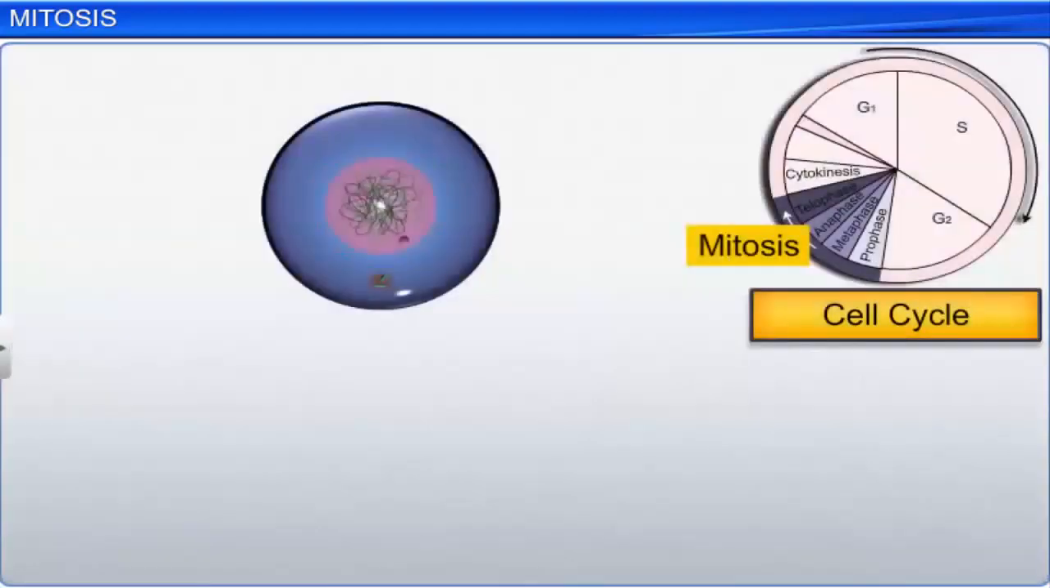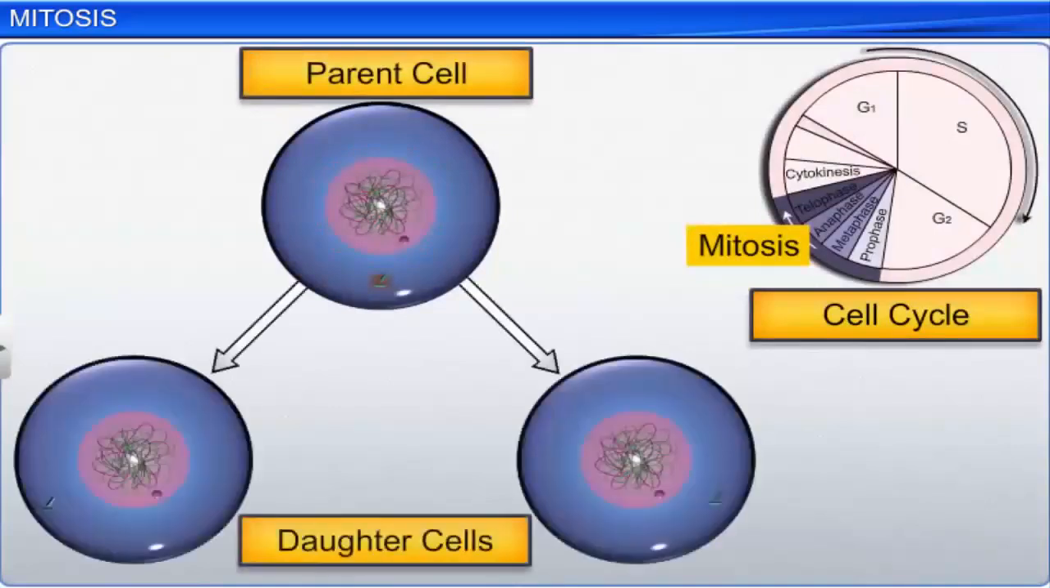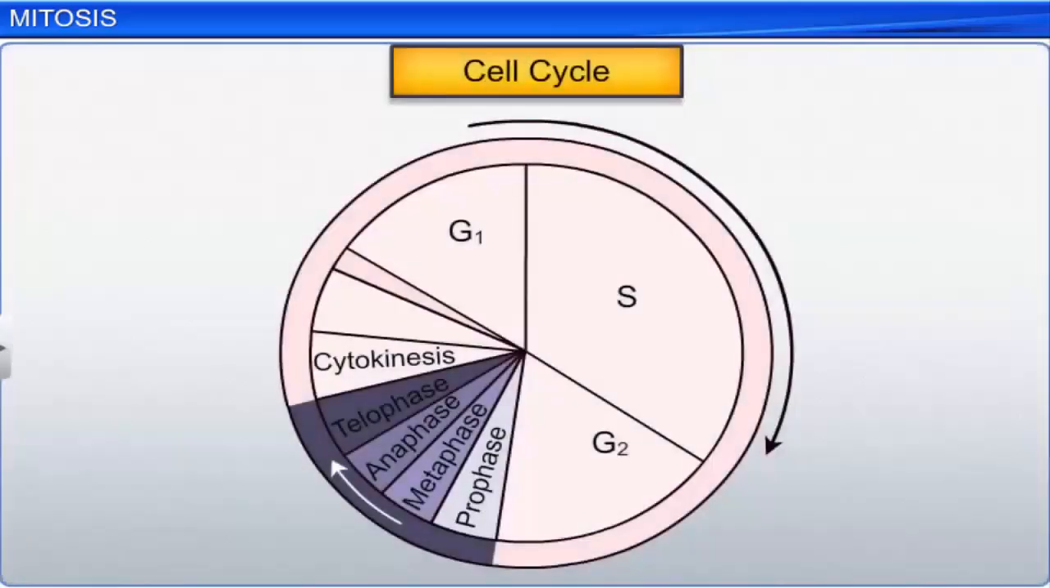During mitosis, parent cell divides into two daughter cells, which are not only identical to each other but also to the parent cell. Mitosis is also known as equational division, as both the parent and the daughter cells have the same number of chromosomes. Mitosis is a continuous process. However, for convenience, it is divided into 4 stages of nuclear division, namely prophase, metaphase, anaphase, and telophase.